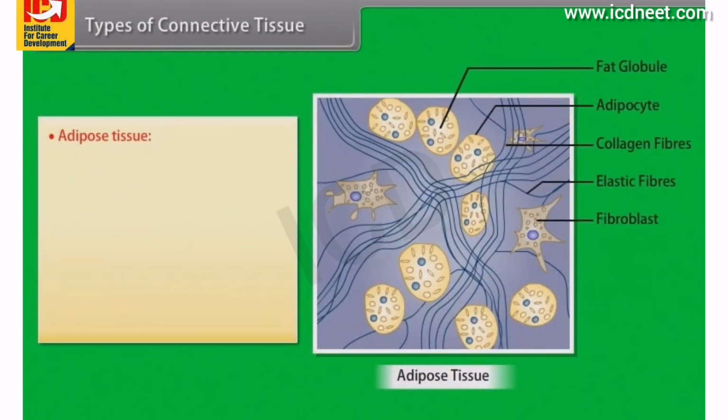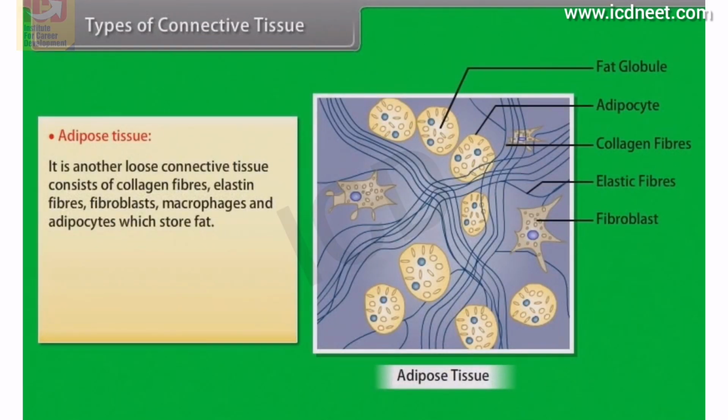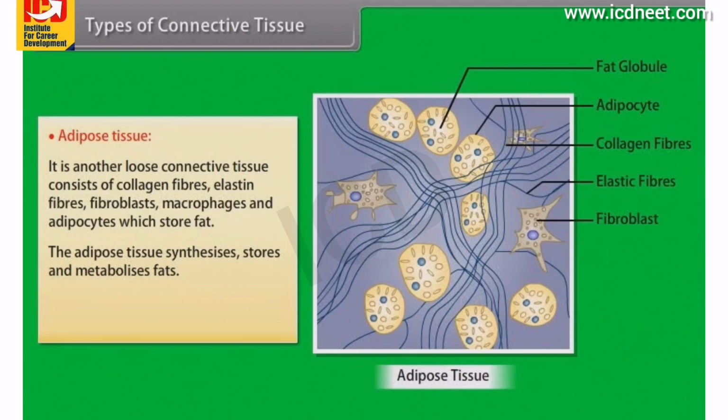Adipose tissue. It is another loose connective tissue, consists of collagen fibers, elastin fibers, fibroblasts, macrophages, and adipocytes which store fat. The adipose tissue synthesizes, stores, and metabolizes fats. It prevents heat loss by forming an insulating layer beneath the skin.